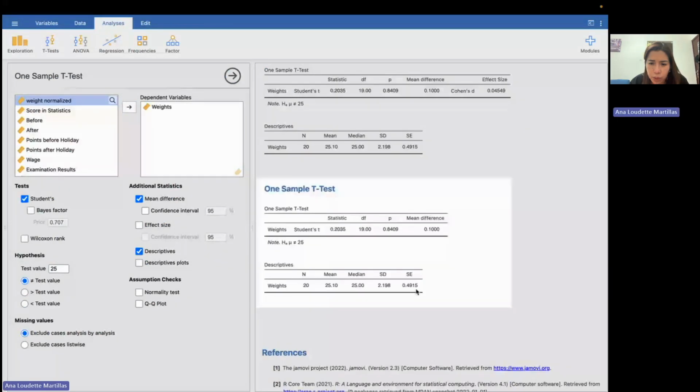The standard deviation is 2.2, and the t statistic is 0.203. So the conclusion is the p-value indicates no significant difference between the sample mean and the hypothesized value of 25 kg. Since the p-value of 0.84 is greater than 0.05, you do not have enough evidence to reject the null hypothesis. This means that the data does not provide strong evidence that the average weight of a student bag is different from 25 kg.